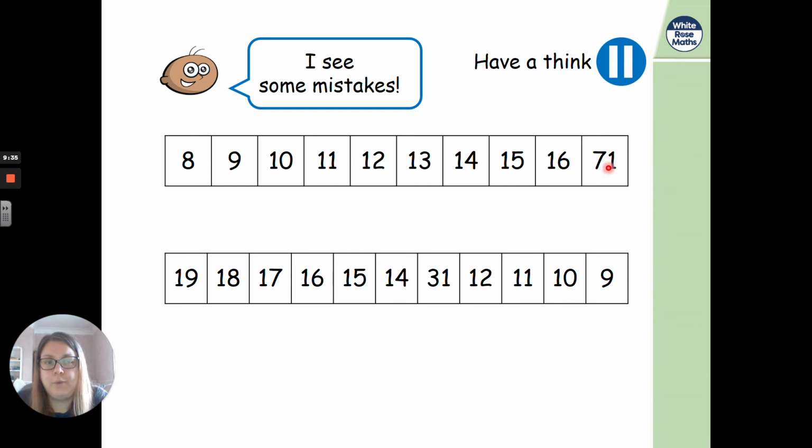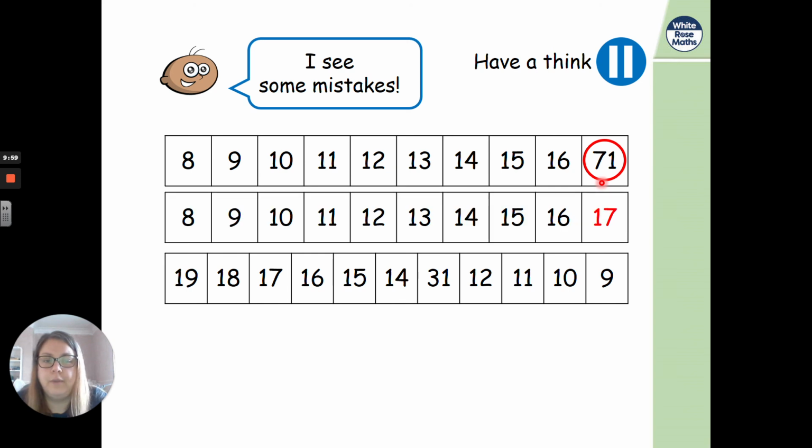Yeah, in this first one, look, he hasn't written 17 correctly, has he? He's written 71. He's written it the wrong way around, and that's a common mistake that we often make. Our 1 must go first because that represents our 10, and our 7 goes afterwards, because otherwise this represents a completely different number. That represents 71, which is 7 tens and 1 one.